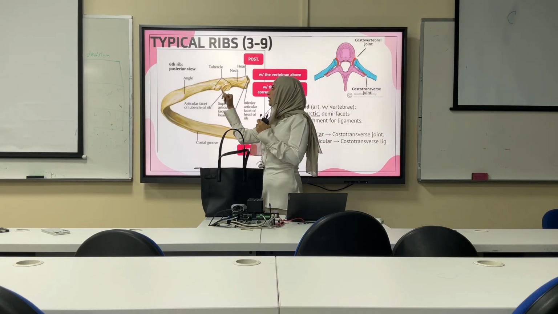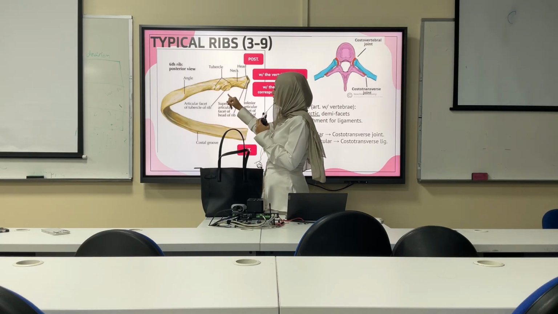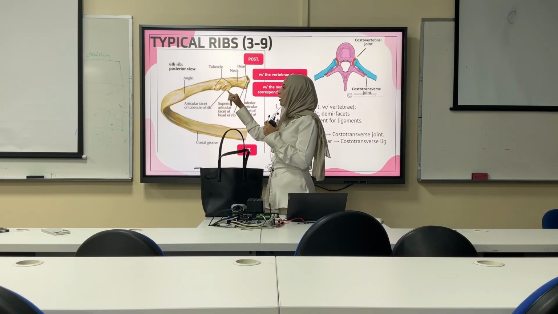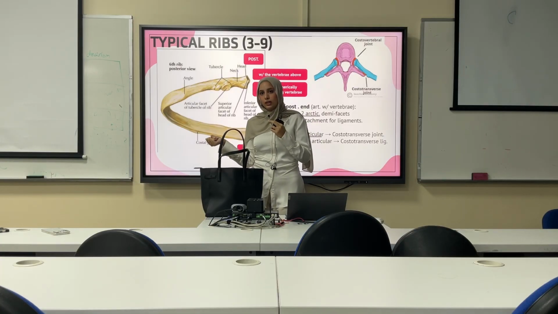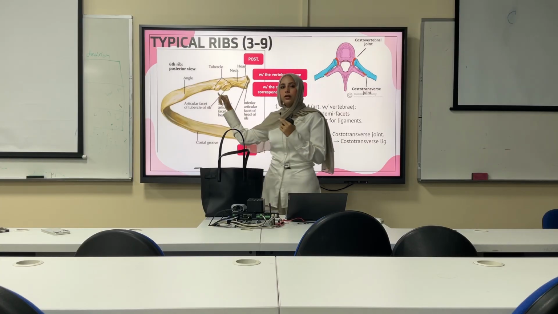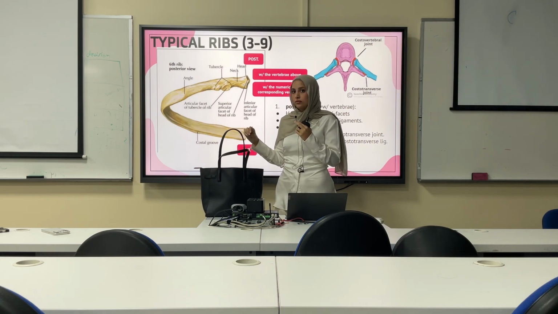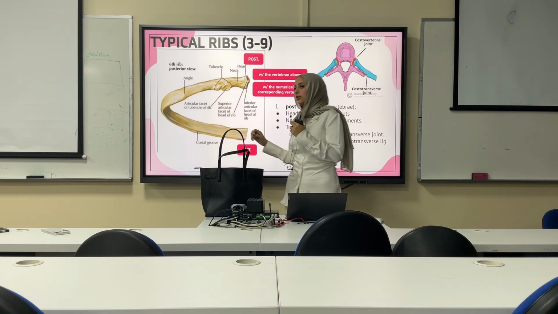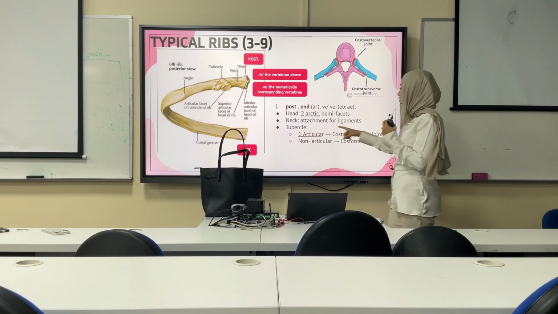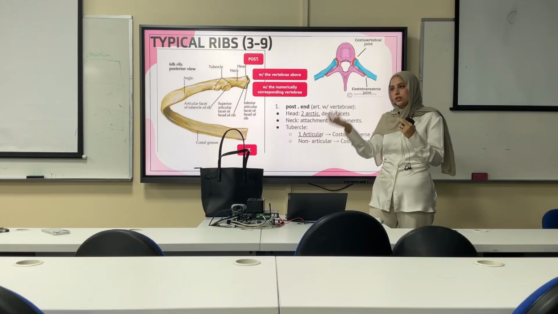Here I want to add that the tubercle actually has 2 parts. We have an articulating part, or articular facet, and a non-articulating part. The articulating part articulates with what? The transverse process of the vertebra. And then what about the other one? Attachment for the ligaments. Sorry, no, it's not attachment. The non-articular part connects to the costotransverse ligament, and the articular part creates the costotransverse joint by connecting to the transverse process.